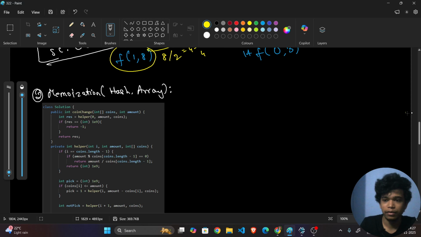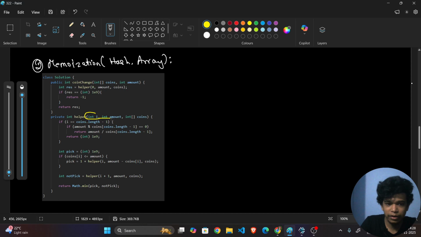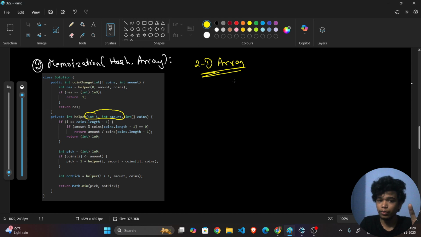Okay, fine. So see here, the first thing you want to note is what the dimension of the array is going to be, 1D or 2D. What is the varying parameter here? I and amount. So it is a 2D array. Now the second thing is what your I value range and the amount range will be. The I value will start from 0, and will go up to where? Up to coins.length minus 1.